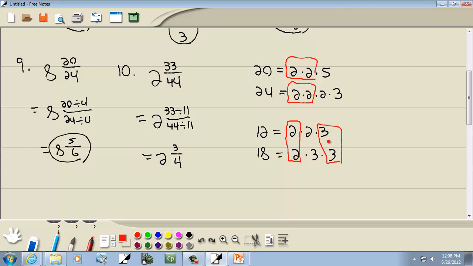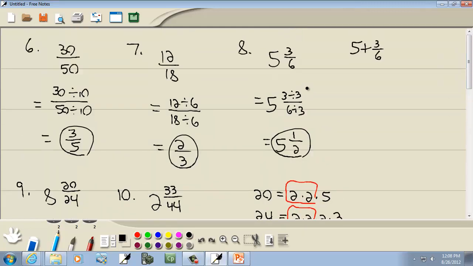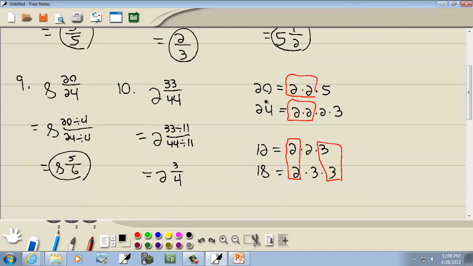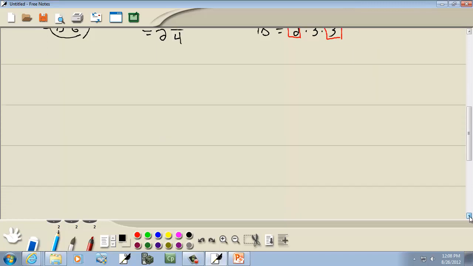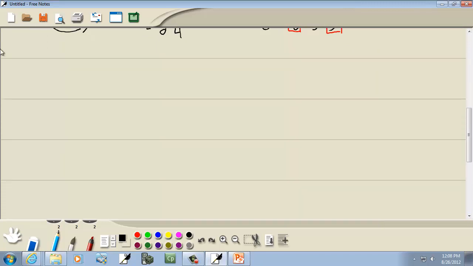Now, if you go this route to figure out what to divide both of them by, personally, I think it's just as easy to do the prime factorization of the fraction and then just cross out what they have in common. Let's go to the next problem.